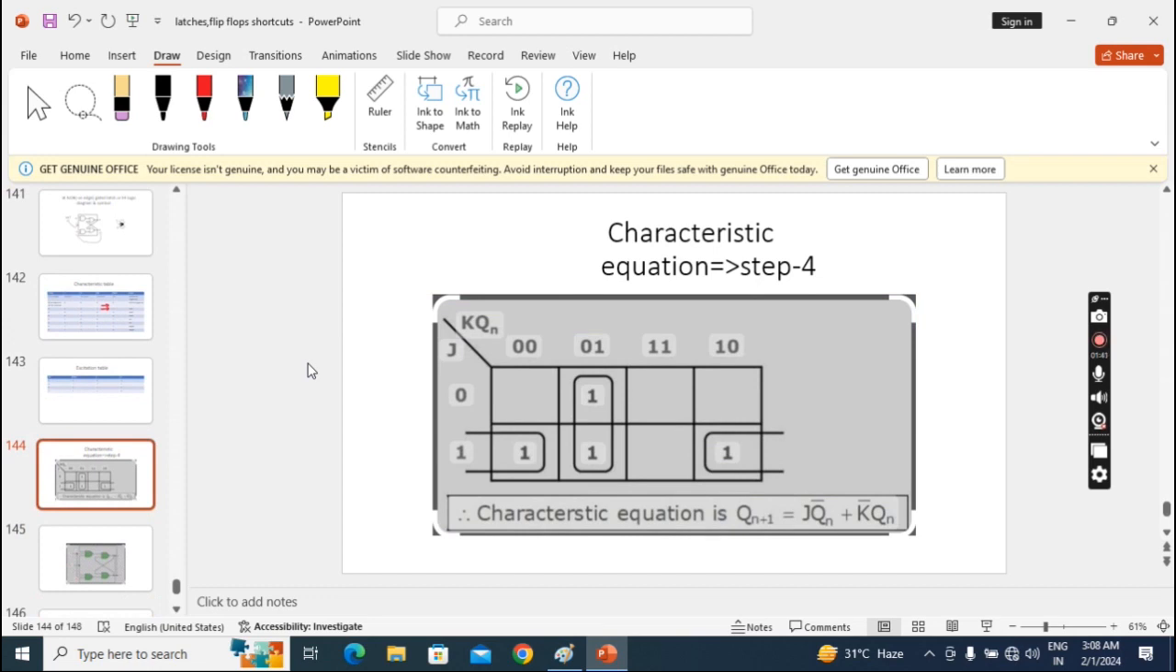If you want to understand this properly, you have to see from the starting: the non-gated latches, then the gated latches, then SR and D flip-flop. Then you have to come to JK. Then you can understand well.